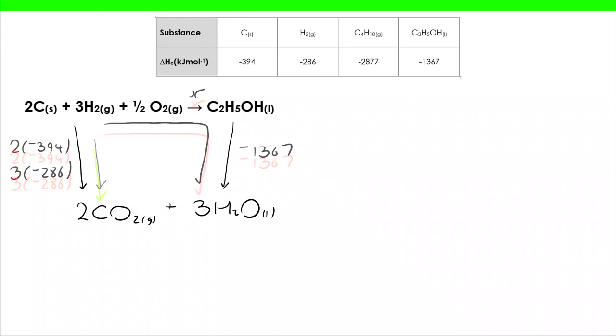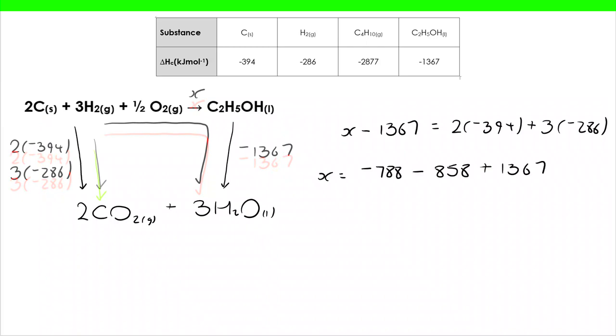I find my two routes. I've got my red route and my green route here. And then I can substitute my figures into the expression. So x take away 1367 is equal to the sum of these. I can then make x the subject. And from there, I can work out the value of x is negative 279 kilojoules per mole.